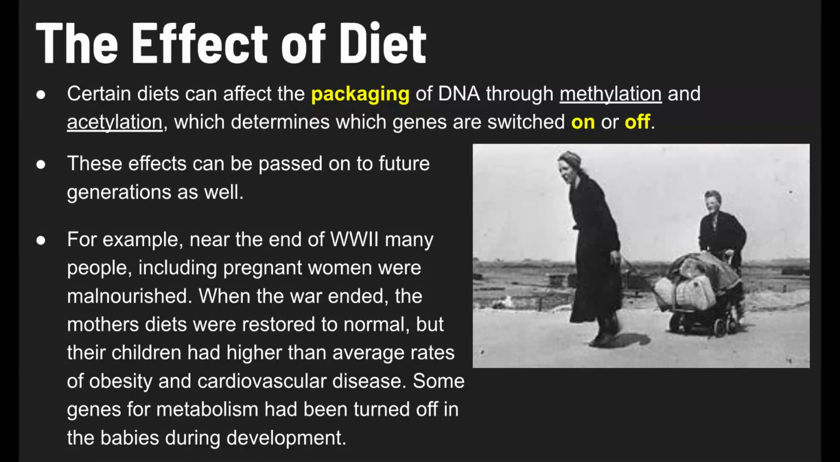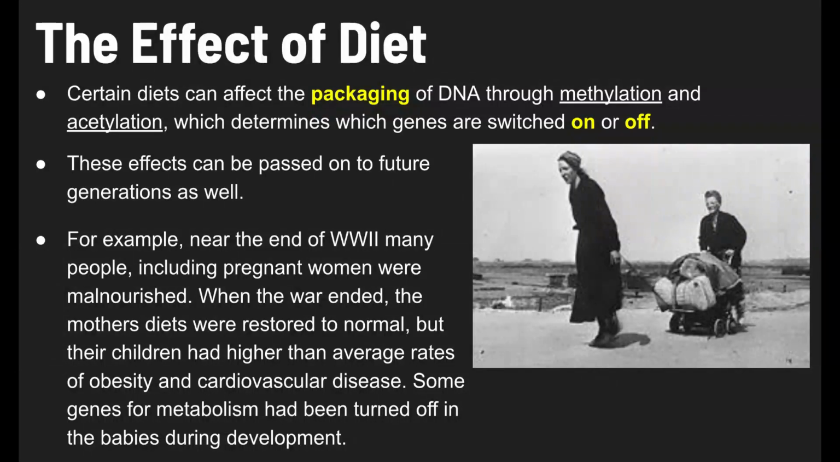Okay, we'll finish up by talking about the effect that diet can have on the phenotype. So certain diets can actually affect the packaging of DNA through methylation and acetylation. And this packaging of DNA determines which genes are switched on and which are switched off. We've discussed the packaging of DNA in an earlier video. Now, what's neat is that the effects that packaging of DNA can have can actually be passed on to future generations as well.